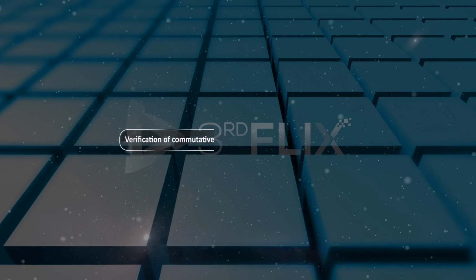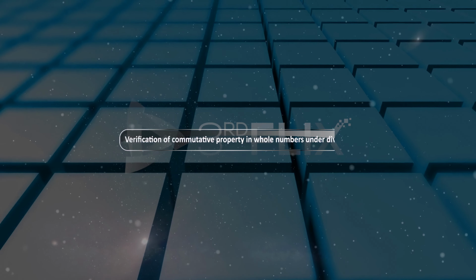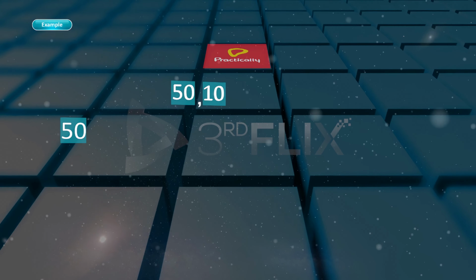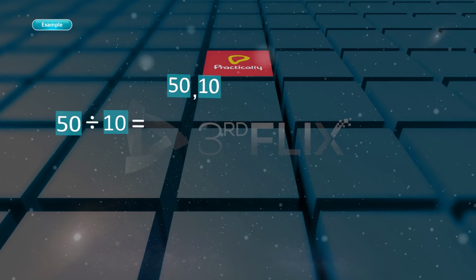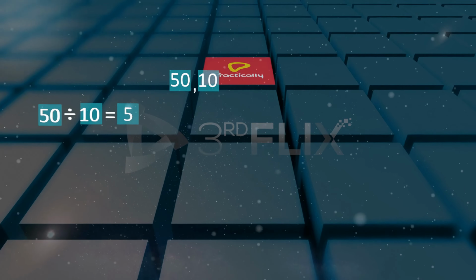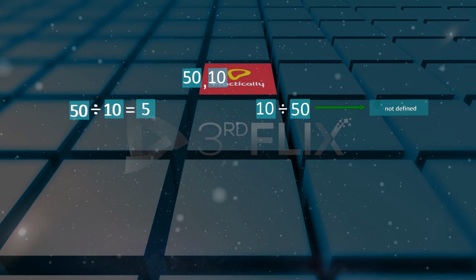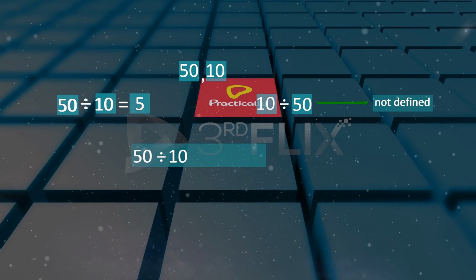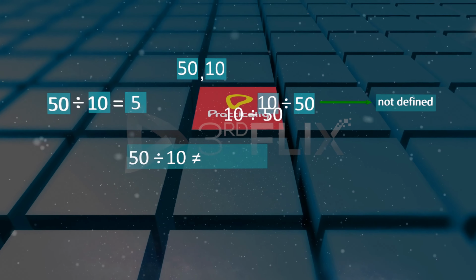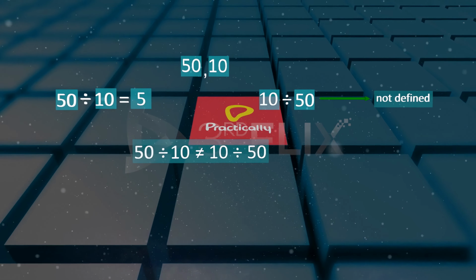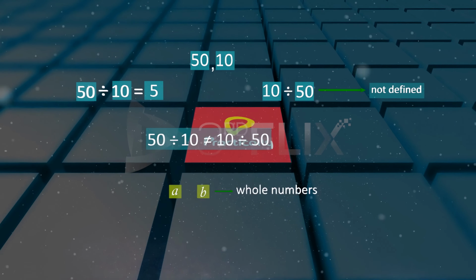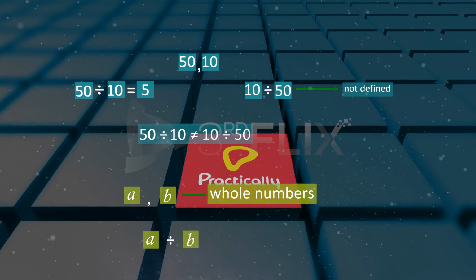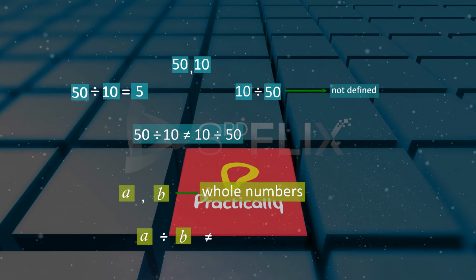Verification of commutative property in whole numbers under division. For example, 50 divided by 10 equals to 5. But 10 divided by 50 is not defined in whole numbers. 50 divided by 10 is not equal to 10 divided by 50. So, for any two whole numbers A and B, A divided by B is not equal to B divided by A.